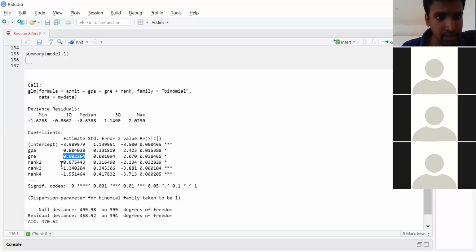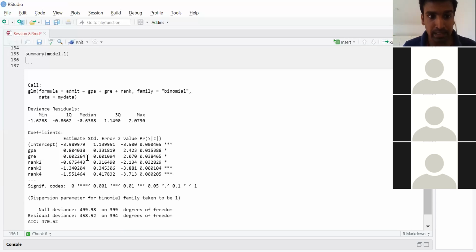And then rank 2, 3, and 4, this has to be interpreted carefully. So please listen to this one carefully, right? Now you can see rank 1 is not there, but we have rank 2, 3, and 4, which means you are actually benchmarking this model with rank 1 college. And if you're studying from a rank 1 college in your undergrad, basically you have higher chances to get admissions.